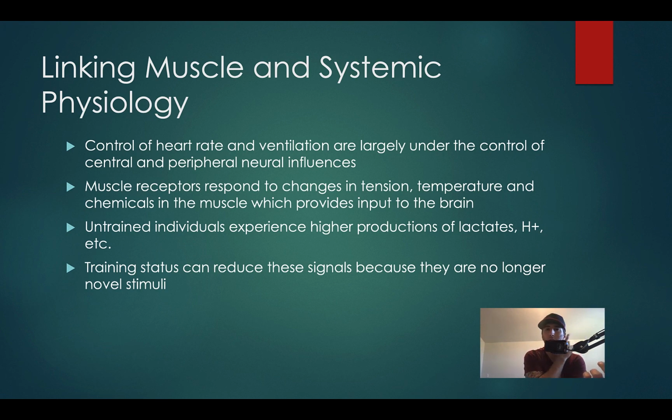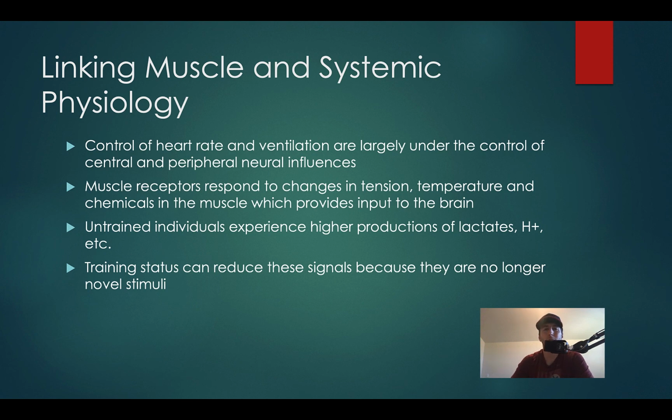Our brain is then actively talking to our heart and to our body to control what's going on with blood flow, what's going on with oxygen delivery, what's going on with carbon dioxide removal. So when we're untrained, we have higher levels of the production of these signaling molecules, right? We have higher levels of productions of lactates, of hydrogen ions, whatever. As you get better trained, you produce the same amount of those, if not a little bit more, but your body gets better at handling the stimulus.